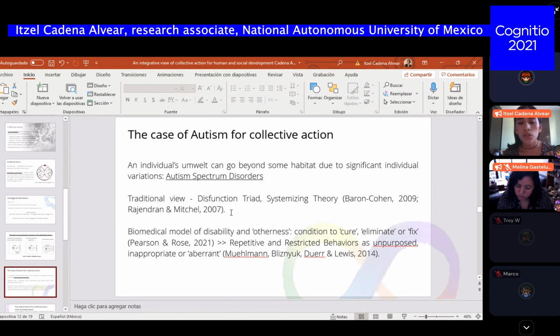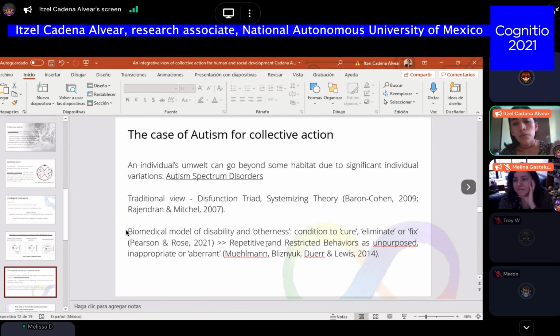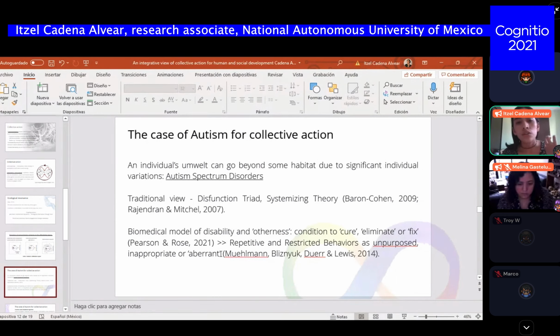We also want to focus on how they depart from a biomedical model of disability and otherness, in which they consider autism as a condition to cure, eliminate, or fix. For example, it translates to applications in therapies in which they conceive the repetitive and restrictive behaviors that are autistic traits as unpurposed, inappropriate, or aberrant. So they prohibit them or eliminate them.